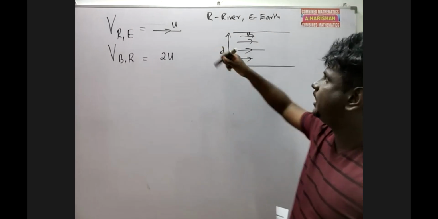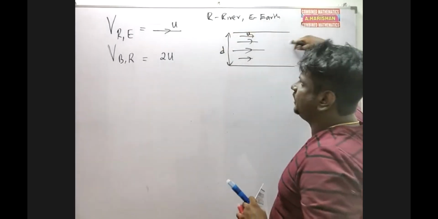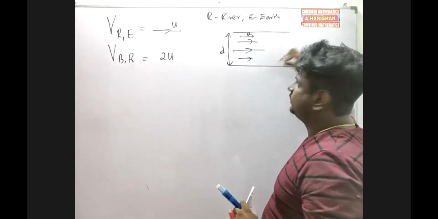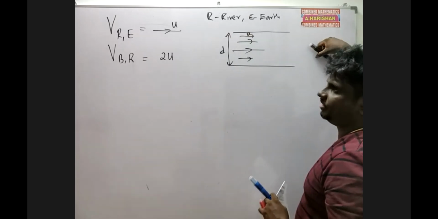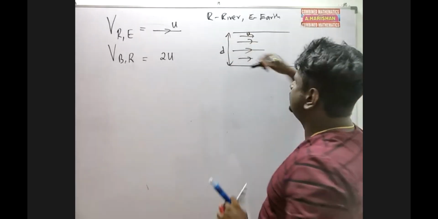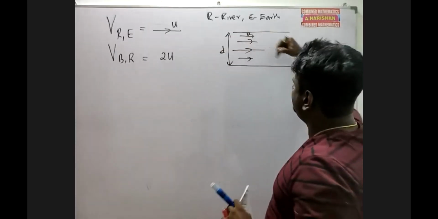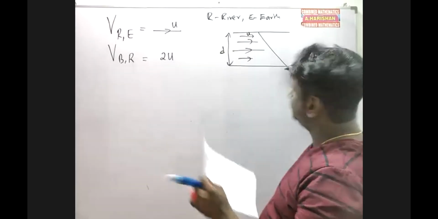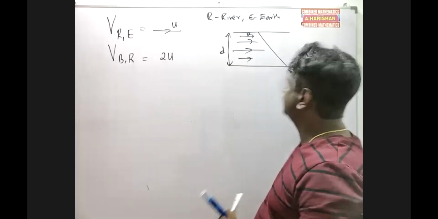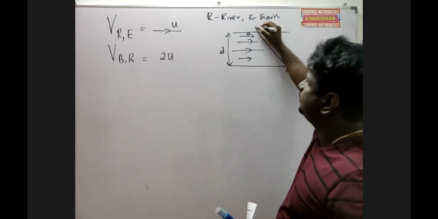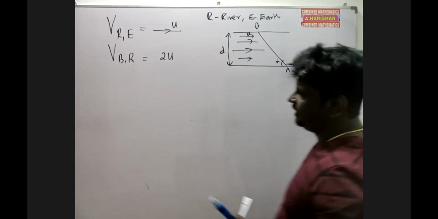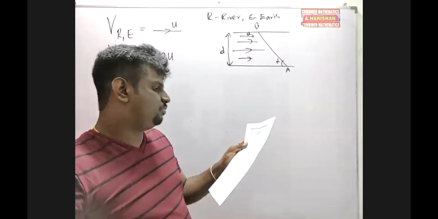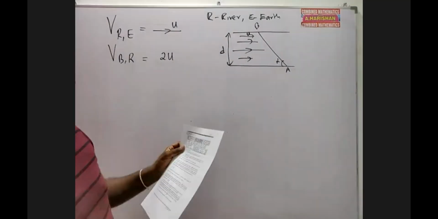Upstream means, okay, this is a river. The river flows in this direction. Upstream means against the river, so in this direction. Makes an angle alpha means this. Is it clear? So A, B, this is alpha. That's why it is in the upstream direction. So upstream, they make alpha.